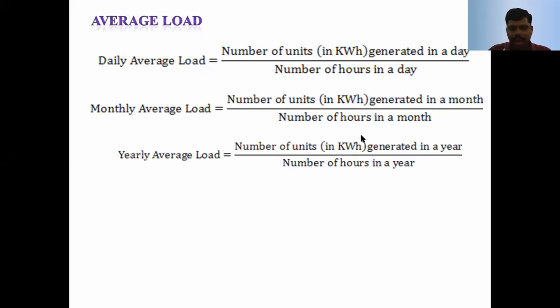And annual average load is nothing but the yearly average load. Number of units generated in a year, that is kWh, with respect to the number of hours in a year. Number of hours in a year is per day 24 hours, in a year 365 days. For a month, it is 24 hours per day, 30 days. Based upon this, we can calculate how much average load is utilized.